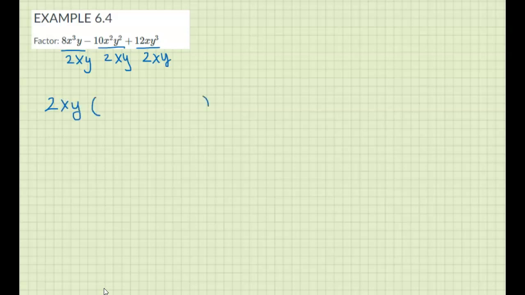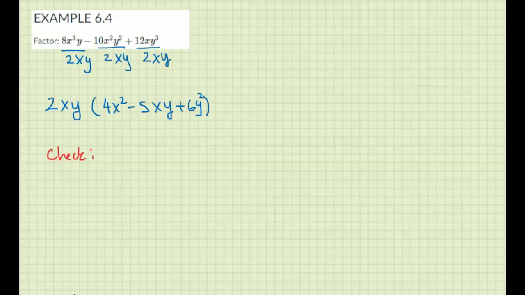In parentheses, we're going to write what's left over after we divide it out. So we get 4x squared from here, minus 5xy from here, and then 6y squared from here. Okay.